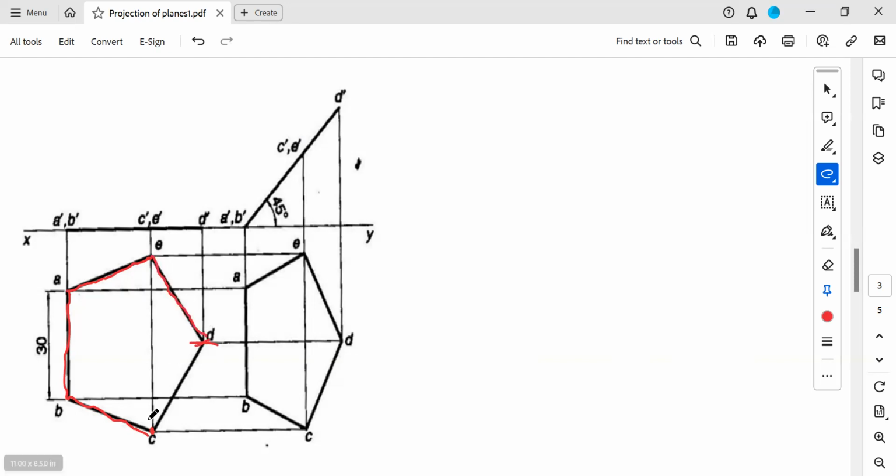So this will be the front view. Sorry, this will be the top view. While seeing from the top, you will get this.